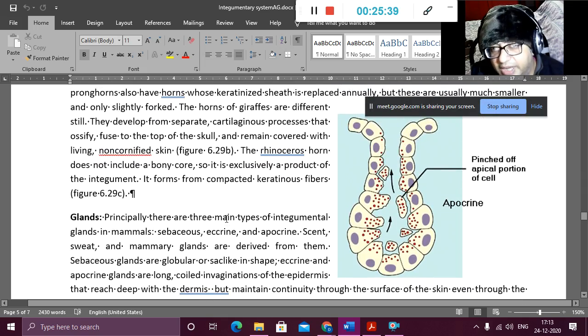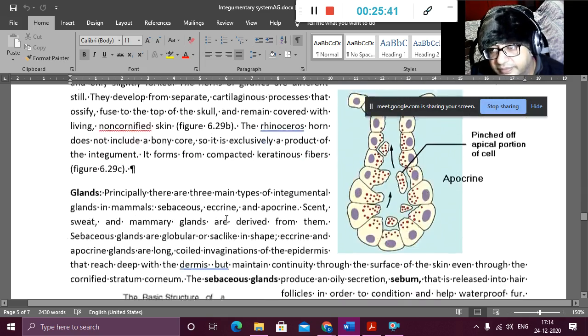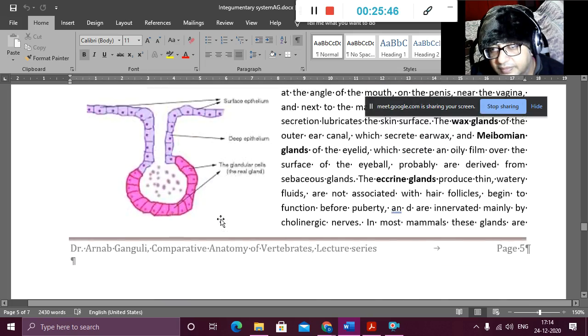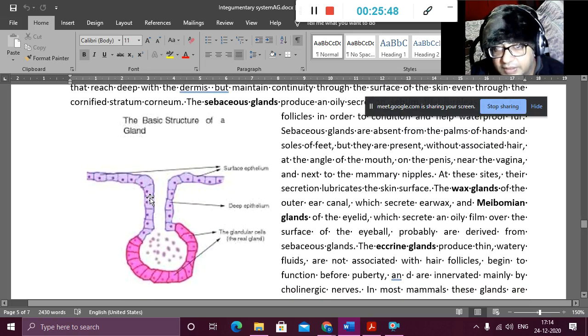So have a look at this. This is the basic structure of a gland. The violet pink is the surface epithelium, and this pink is the glandular cells. These are the cells which secrete the real hormone or the real secretion. These are the deep epithelial cells. So these are secreted here and they come out from this region.